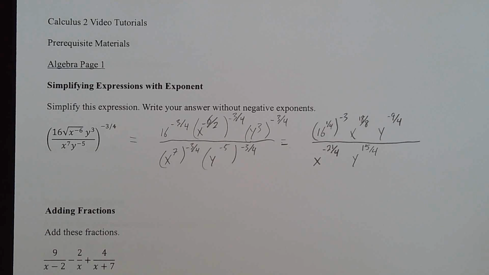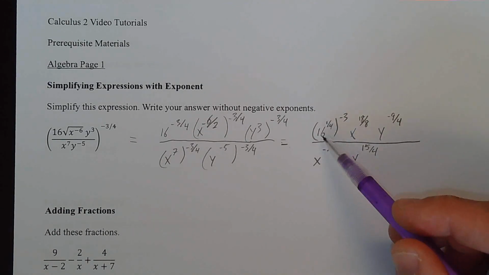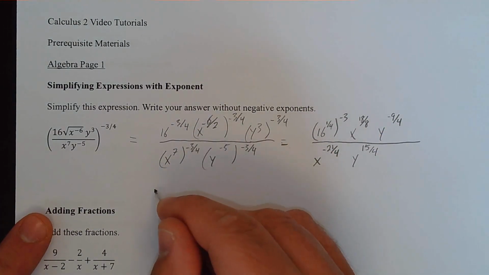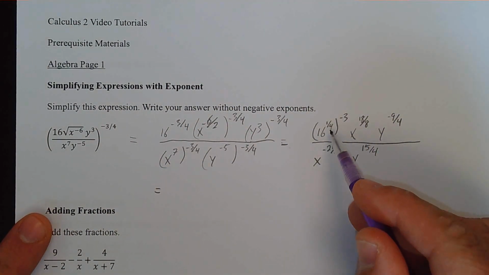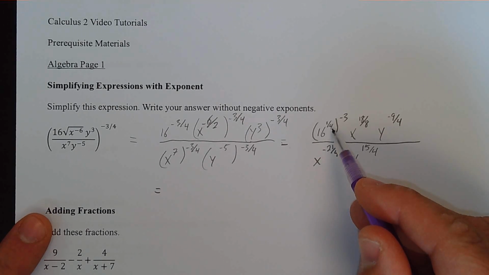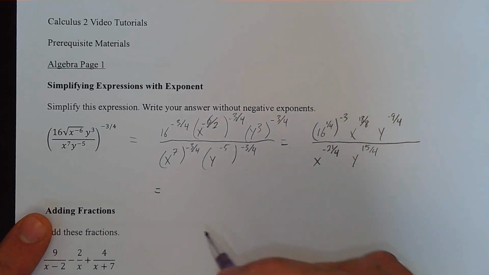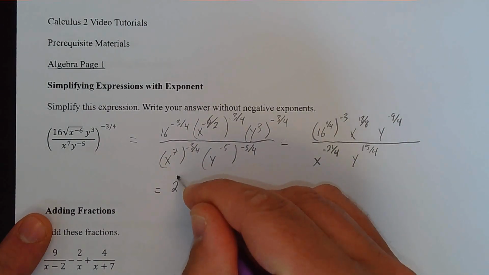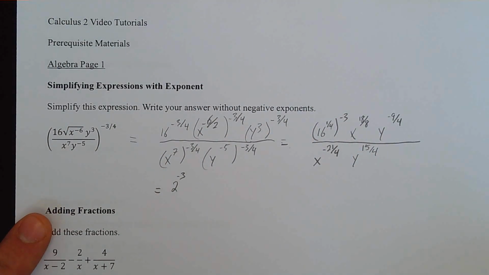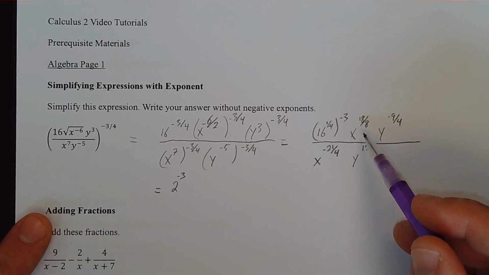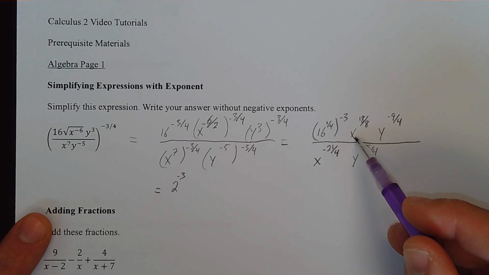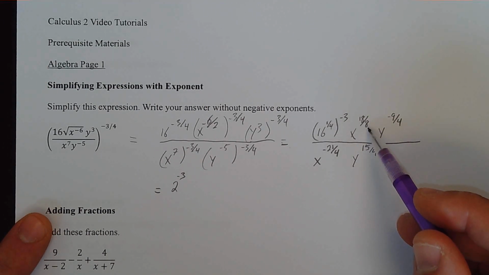The last thing I need to do is simplify so that I don't have any negative exponents and simplify this constant right here. Let's see, 16 to the 1/4 is the same as 2. So this is like 2 to the negative 3rd. I have an x to the 18 over 8. That's the same as x to the 9/4.